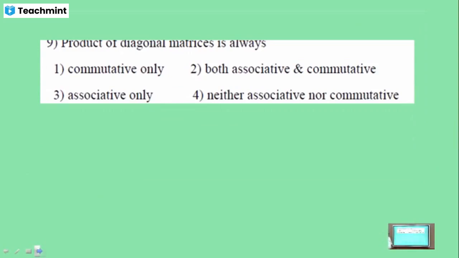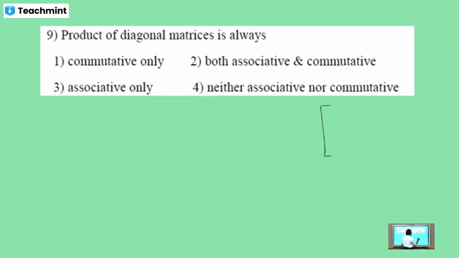Product of diagonal matrices is always, again a concept based question. Product of diagonal matrices is always. ಎರಡು diagonal matrices ಅನ್ನು ಎಣಿಸಿಕೊಳ್ಳಿ. A matrix is said to be diagonal. It is a square matrix in which except diagonal all other elements are 0, or directly we are defining that one as non-diagonal elements are 0.